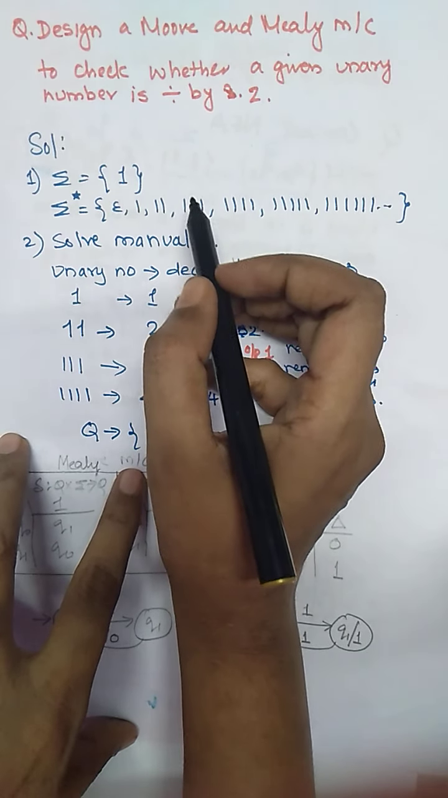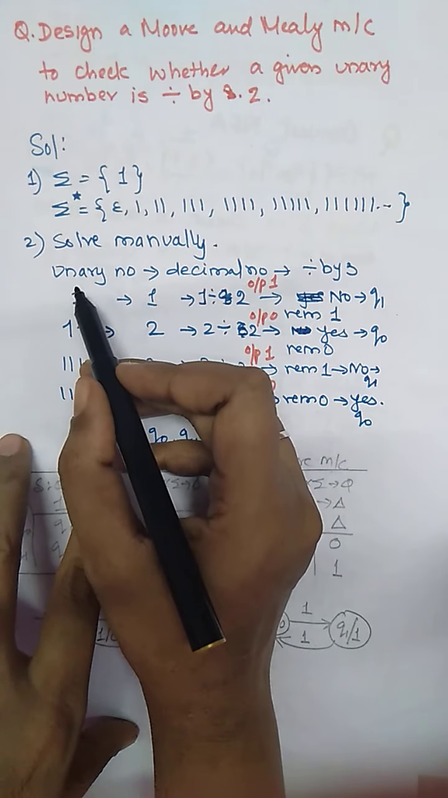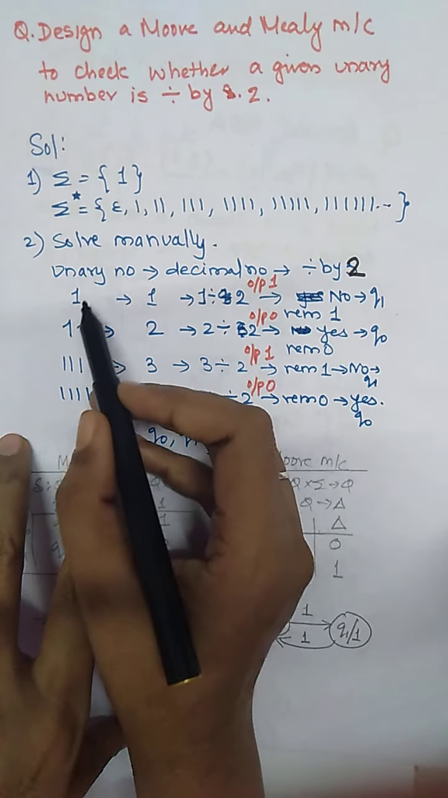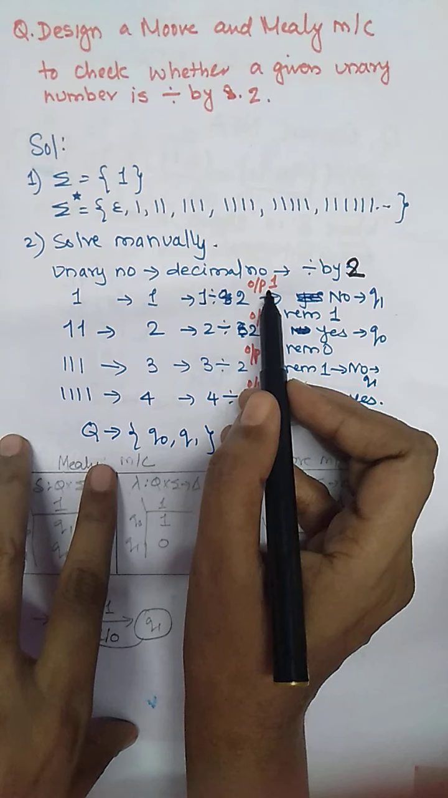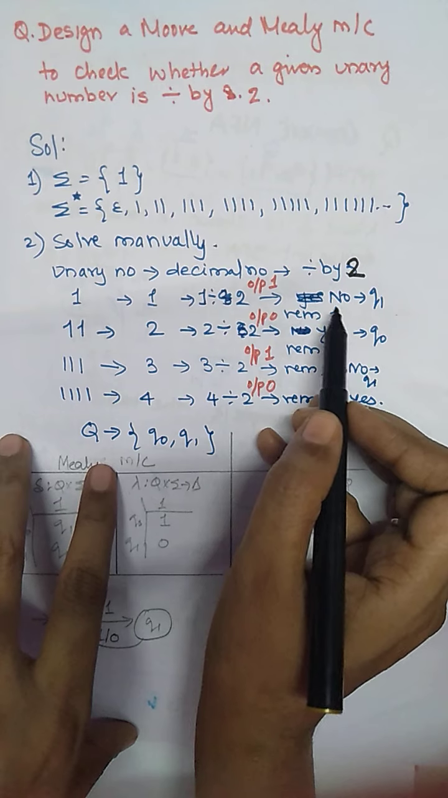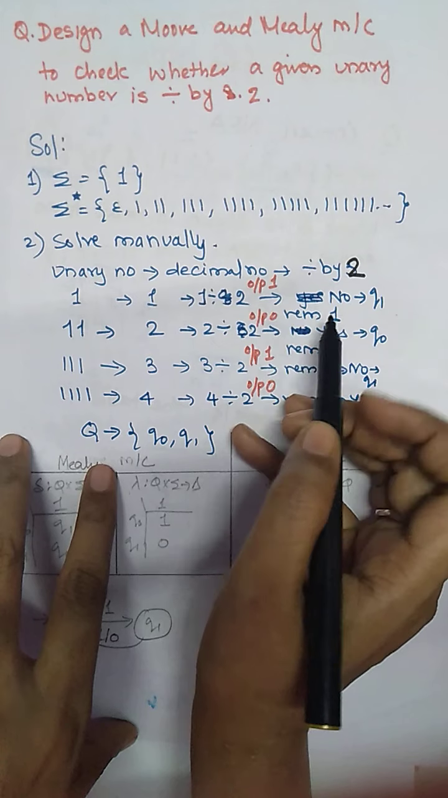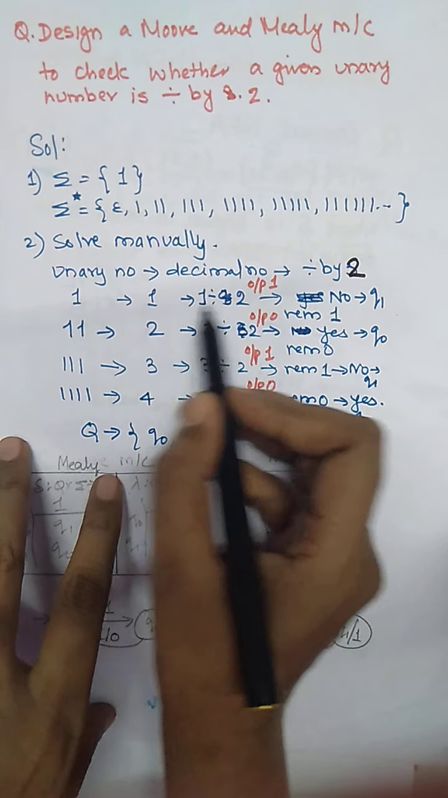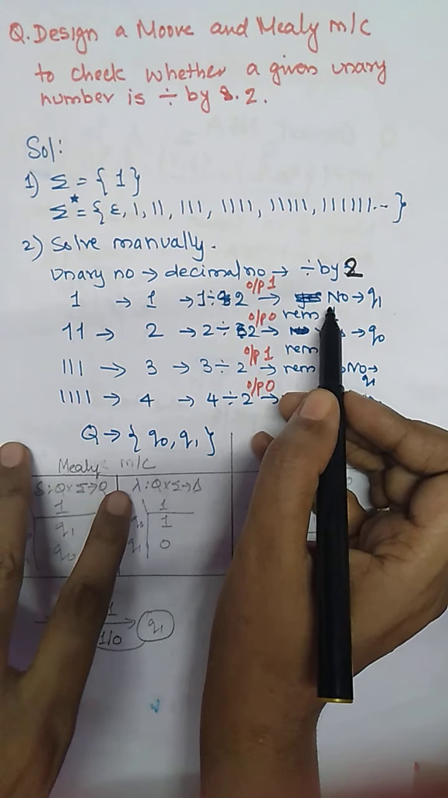So for finding the number divisible by 2, first of all we are going to solve manually. Here the conversion is from unary number to decimal number, and then we are going to check whether the number is divisible by 2 or not. If the unary number is 1, then the decimal number will be 1. 1 divided by 2, the output, that is the remainder, is 1. So is the number divisible? No. For no, we give the state name q1, and the remainder is 1. So q1 is the state which takes input 1 and produces output 1, which is the remainder 1, plus it is not divisible by 2.